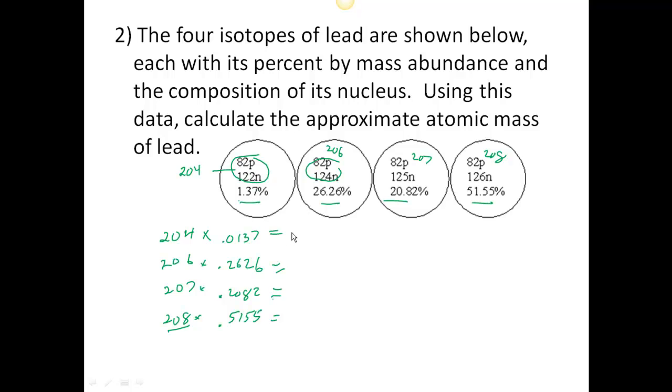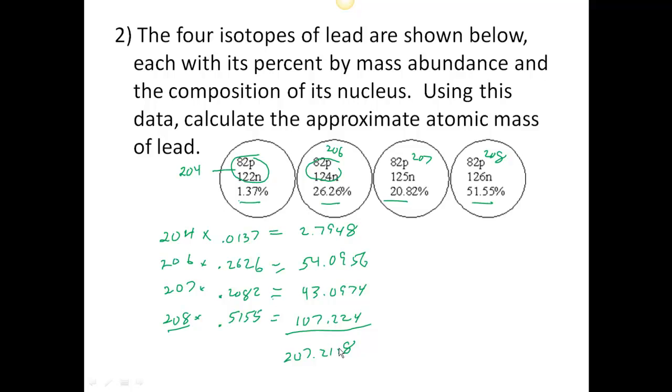Again, on a test, we're going to make these numbers easier for you so that you can do them without a calculator. But this first one's going to come out to 2.7948. The second one is going to come out to 54.0956. Your next one is 43.0974, and then your biggie is going to be 107.224.